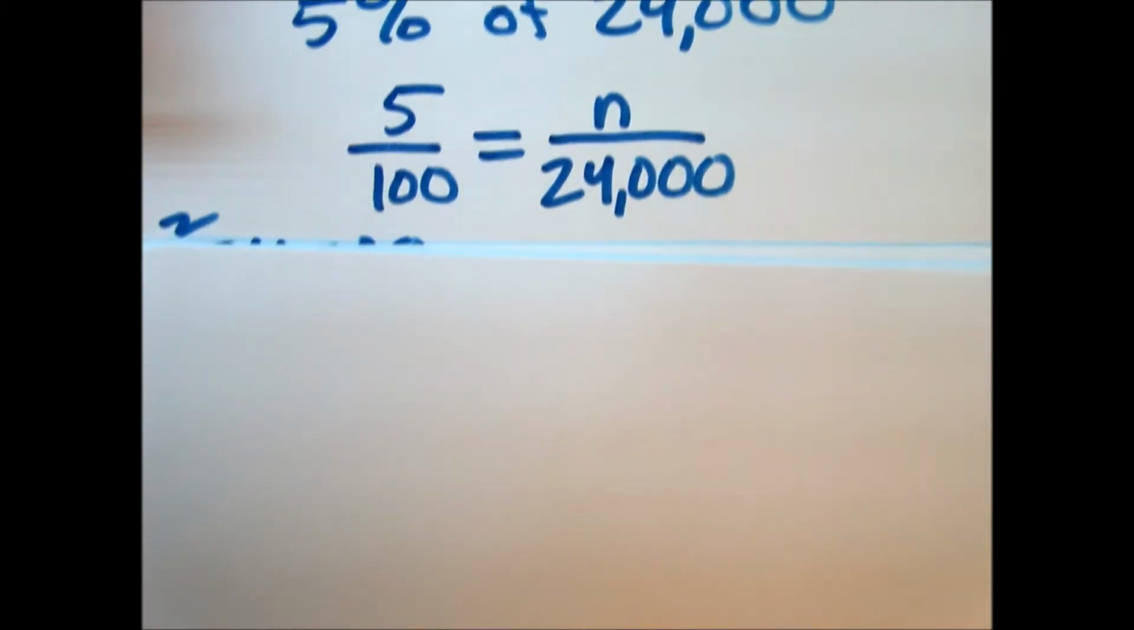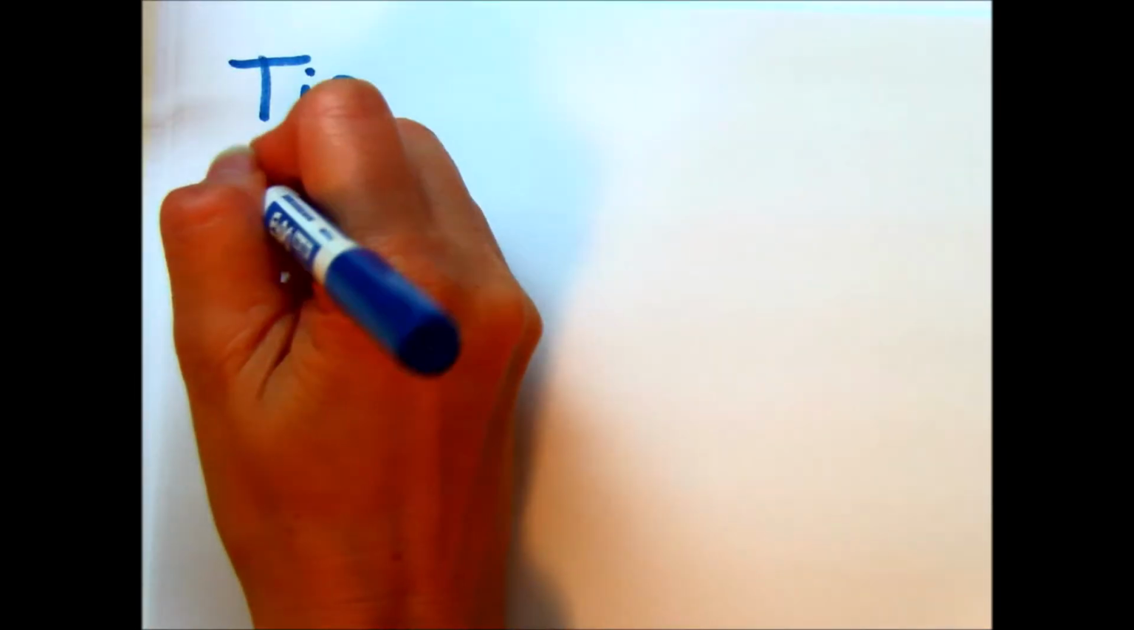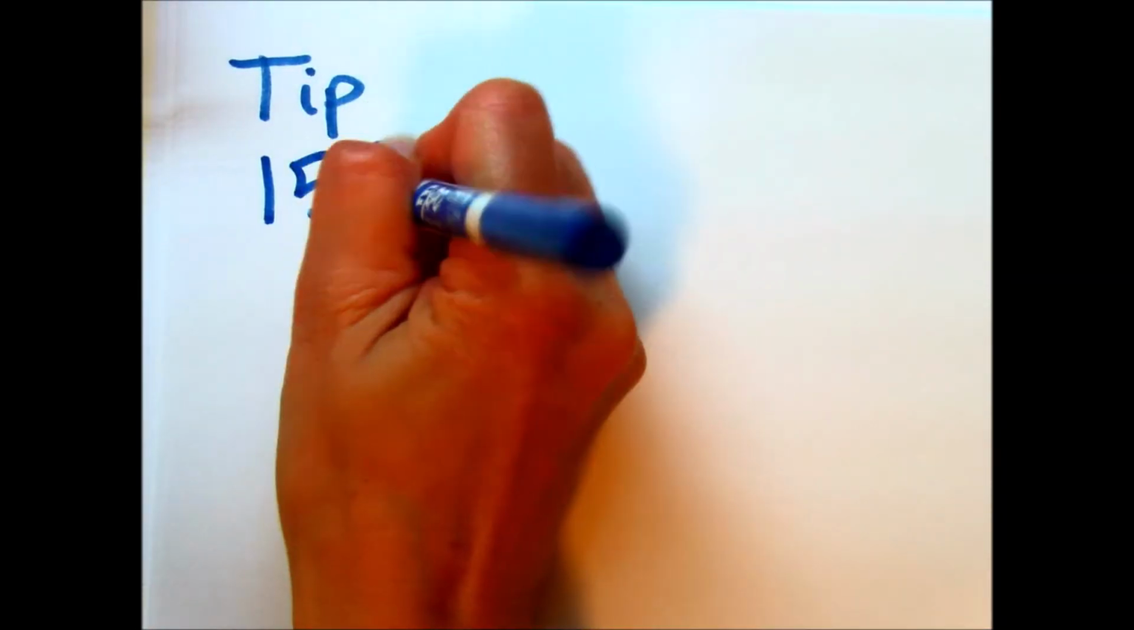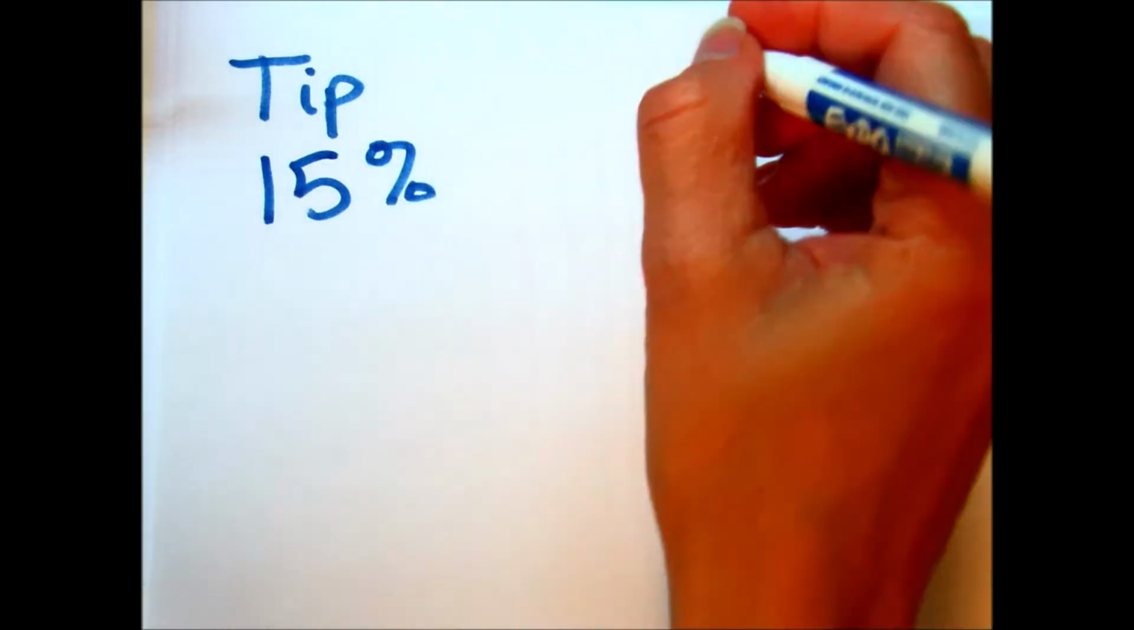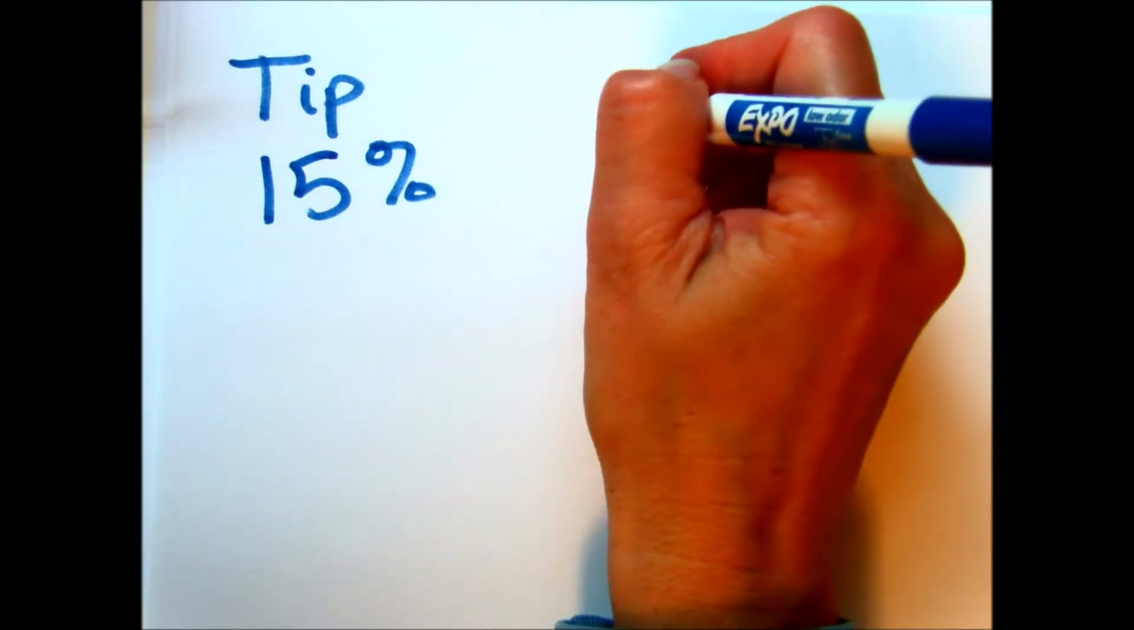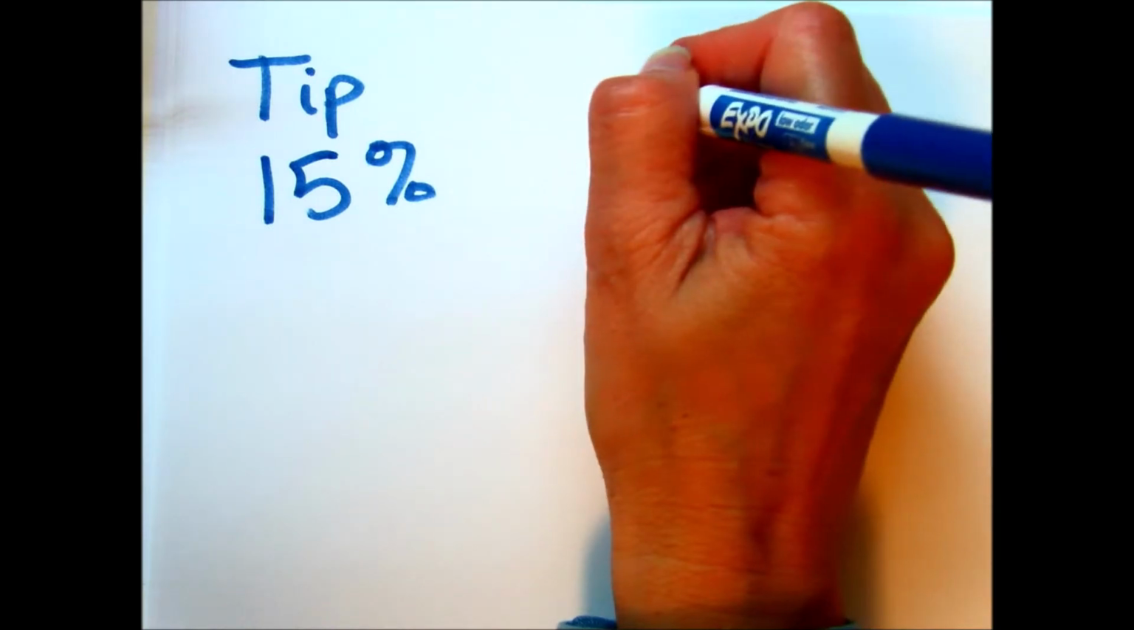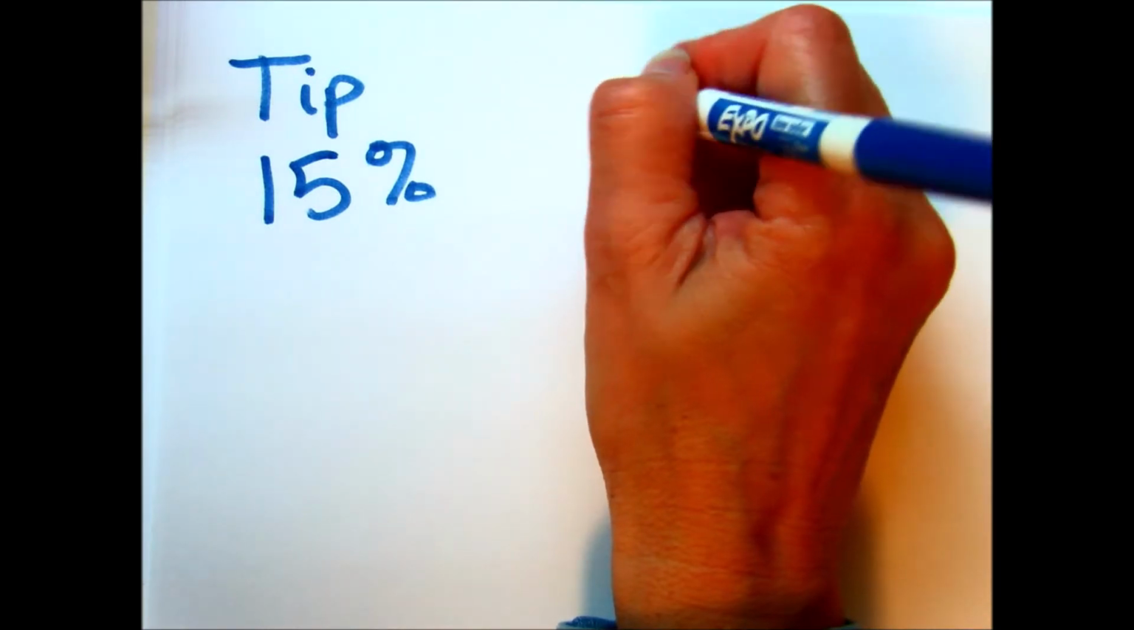Now we're going to calculate a tip. Generally, tips are 15%, and if you really like what you're getting at a restaurant, you might choose to tip more. But generally, 15% is the minimum that most people tip. So let's say you've got a group of friends, and your subtotal, or your total, is going to be $48.